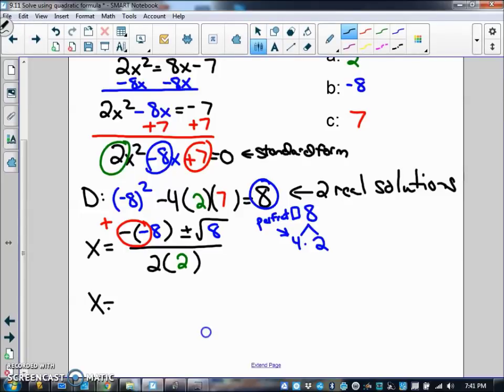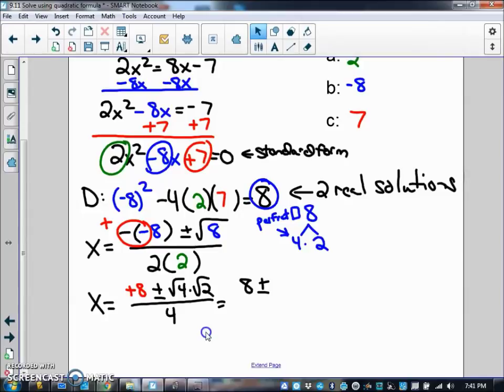So x is going to be equal to positive 8 plus or minus the square root of 4. So I write down the square root of 2 instead. The square root of 4 times the square root of 2 all over 4, which is simply going to be 8 plus or minus, well, we all know that the square root of 4 is just 2. Radical 2 over 4.